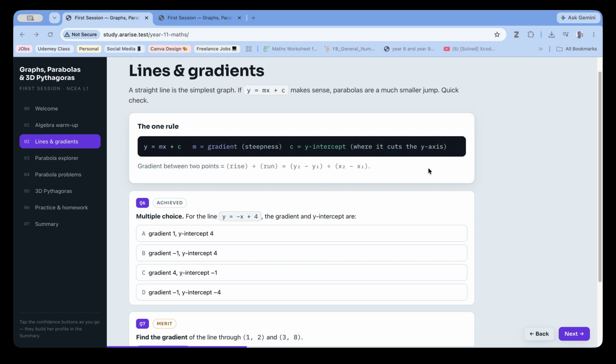Quick check. For the line y equals negative x plus 4, what's the gradient and what's the y-intercept? Pause and have a think. Here's the bit people miss. There's an invisible negative 1 sitting in front of that x, so the gradient is negative 1. And the y-intercept is the number on its own, which is 4. Gradient negative 1, y-intercept 4. Easy when you spot it.